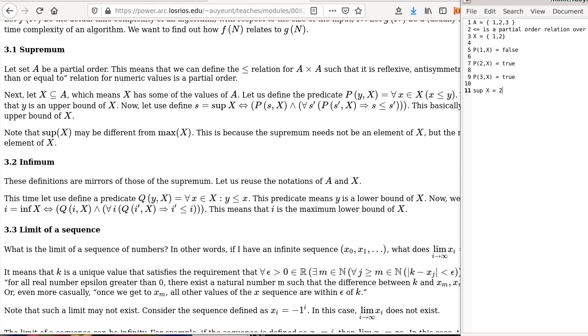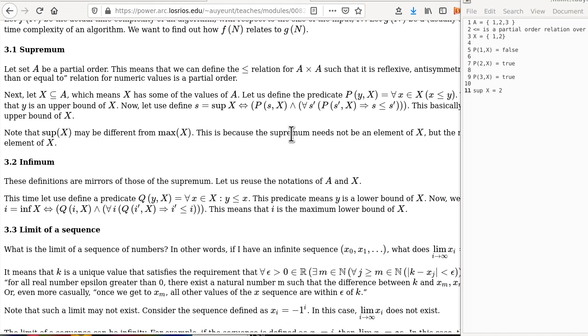So is it always the largest value in the set x? I think that is the case if A is a total order, but if A is a partial order, that is not necessarily the case. In other words, the supremum of x can be an element in A, but it is not an element in x. So does that answer the question, Bo? Yeah, I think so. Thank you.